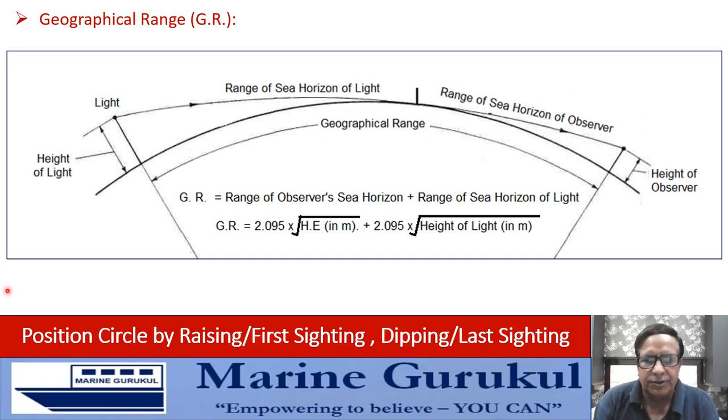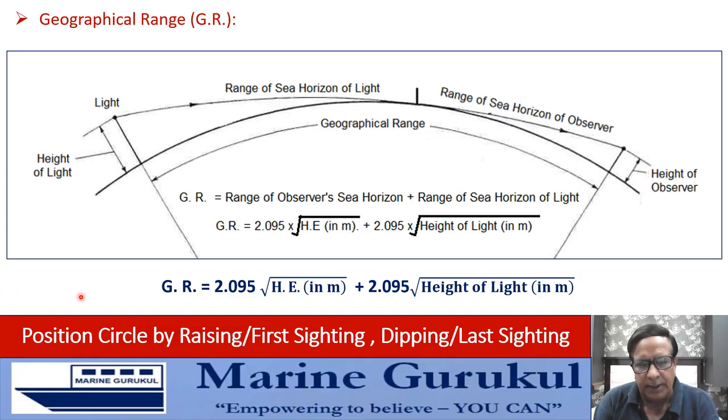This geographical range can be calculated in nautical miles by a simple formula: 2.095 into square root of height of the eye or height of the observer in meters, plus 2.095 into square root of height of light in meters. The geographical range so obtained would be in nautical miles. So please be careful about the units. Geographical range shall be in miles. Heights have to be in meters. That's how this factor of 2.095 shall be justified.